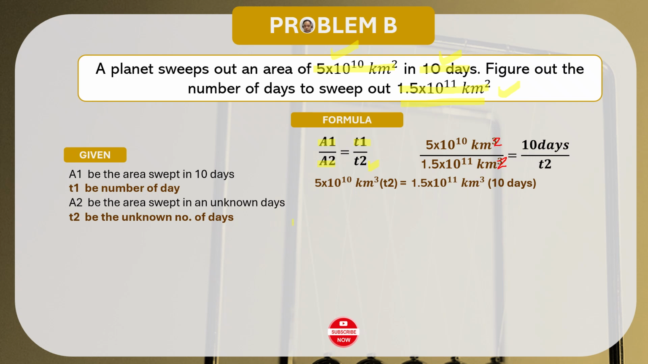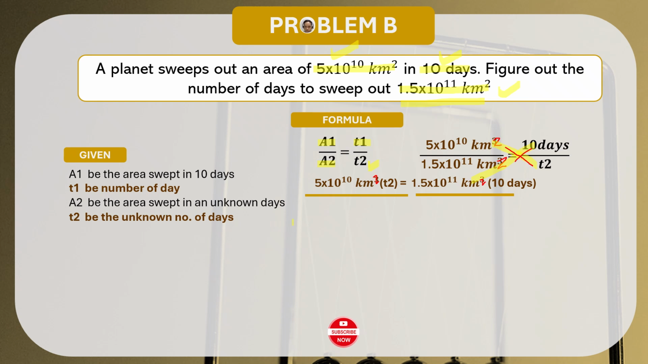Next thing we have to do is to cross multiply. 5 times 10 kilometers squared times T2, and then we have 1.5 times 10 raised to 11 kilometers squared times 10 days. So we can have this equation here: 5 times 10 raised to 10 kilometers squared times T2, and then 1.5 times 10 raised to 11 kilometers squared times 10 days. This one.